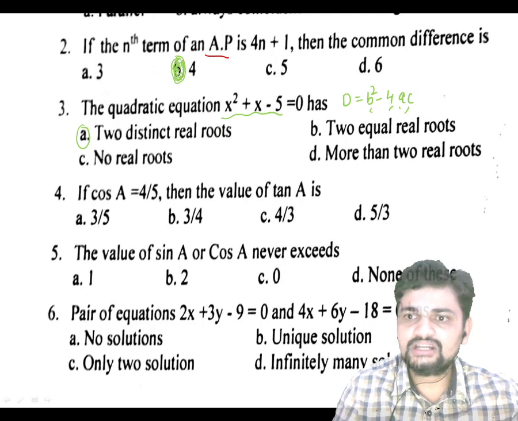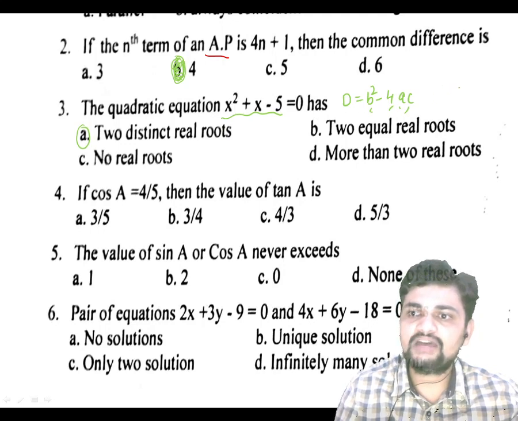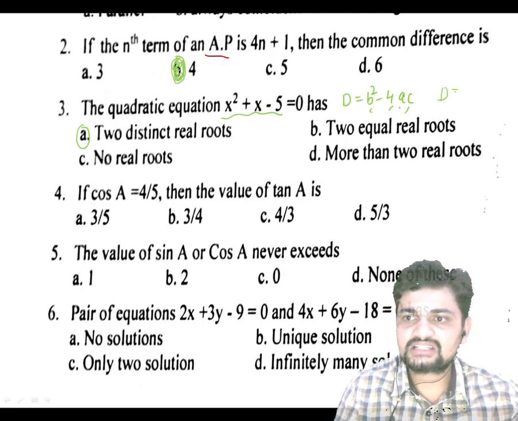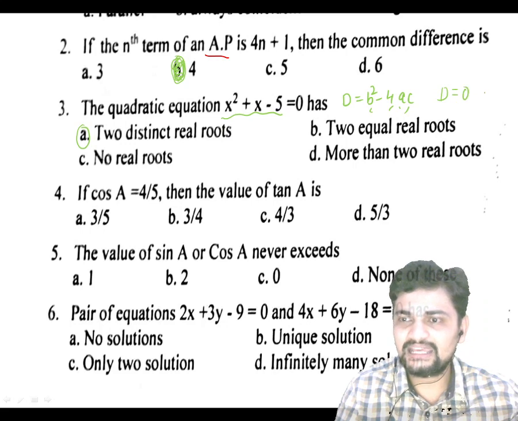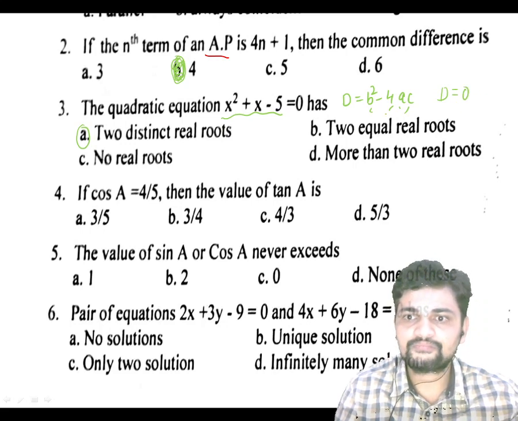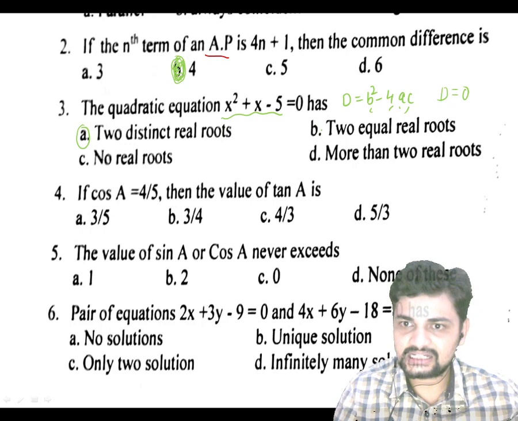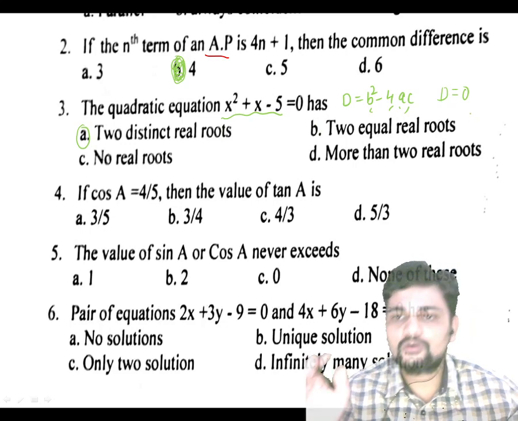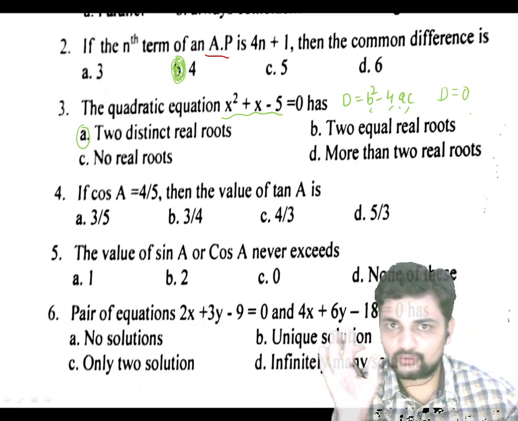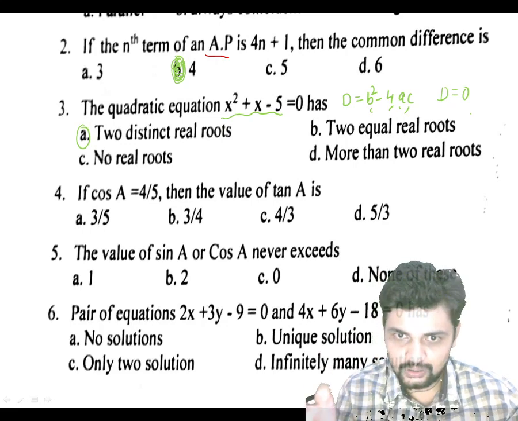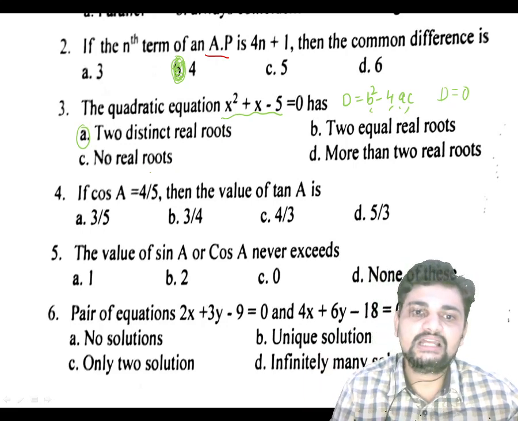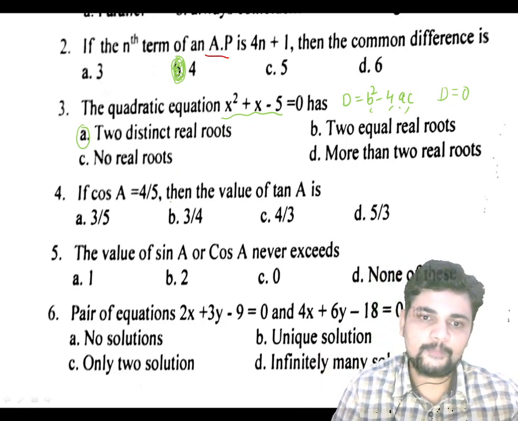We have a few conditions based on the discriminant value. Suppose the value of the discriminant is equal to 0, we get real and equal roots. That is, option B would have been the answer under that scenario. If D is less than 0, then we get imaginary roots. But in this case, D is greater than 0, so we get two distinct real roots. So option A is correct.